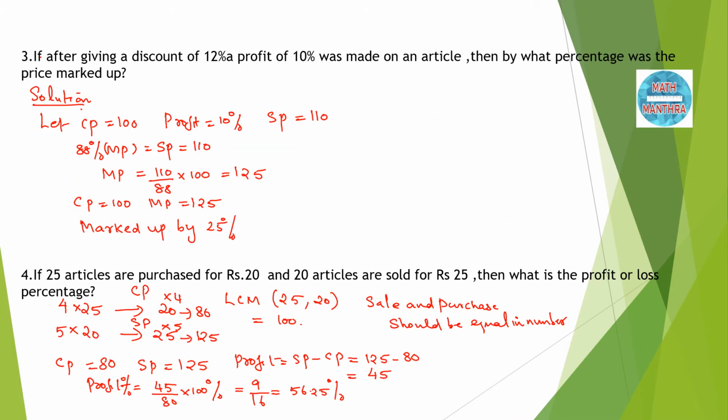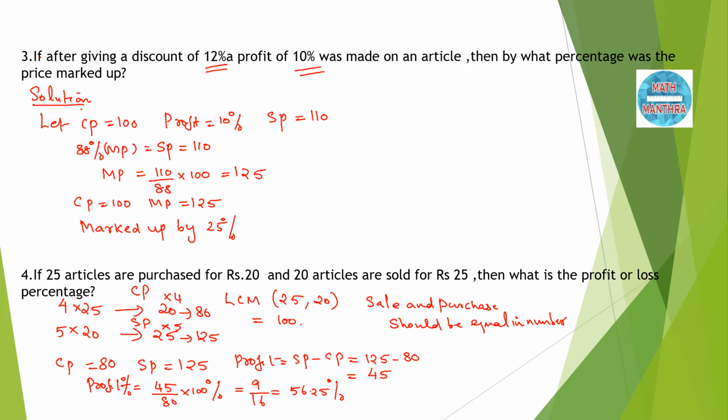Question number 3. If after giving a discount of 12%, a profit of 10% was made on an article, then by what percentage was the price marked up? So you have to find out the markup percentage. So already given discount 12%, profit is 10%. So you can start with the cost price. Always start with the cost price.